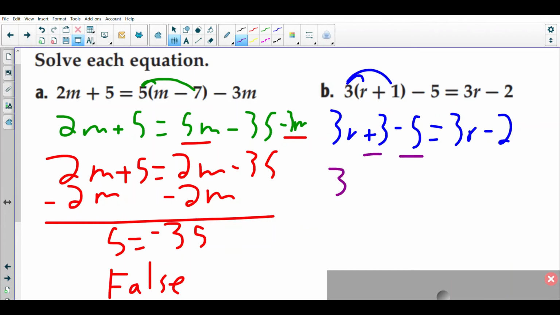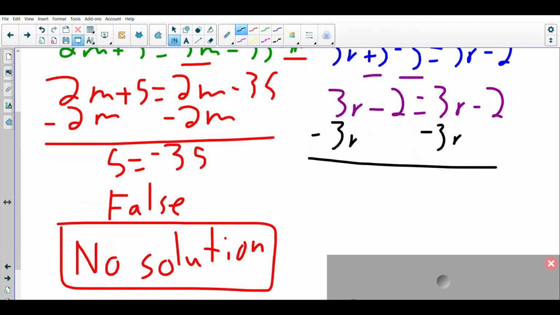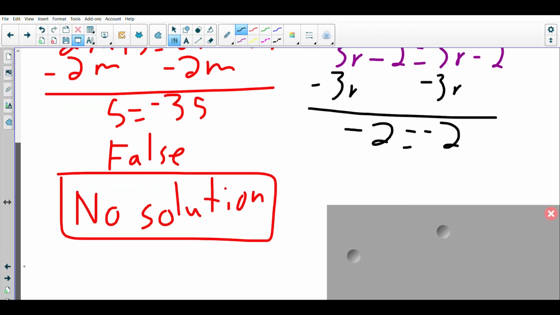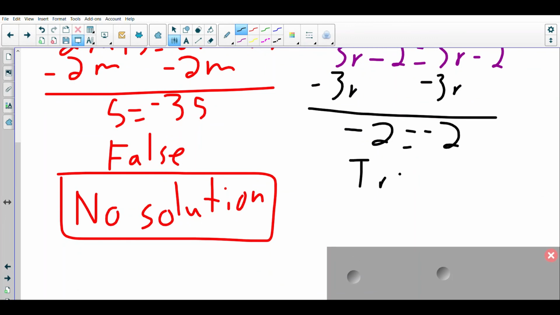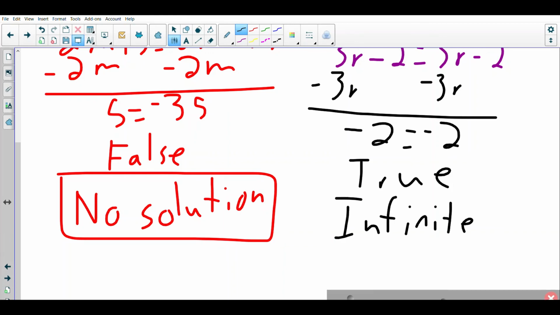Combine like terms, as we normally do, we should simplify. We get 3r minus 2 is equal to 3r minus 2. Well, once again, I'm just going to be safe. I'm going to subtract 3r from both sides, move all my variables to one side, and then hey, I'm left with negative 2 is equal to negative 2. Well, that's 100% true. Negative 2 does equal negative 2, so that means there are infinite solutions.